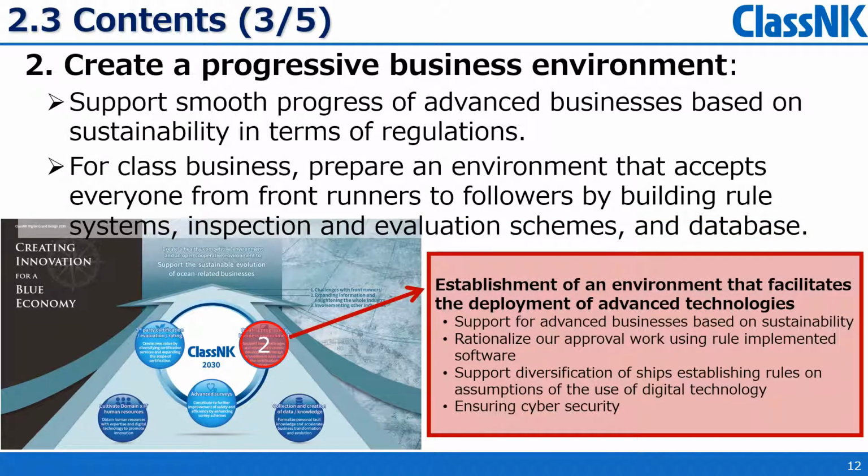Next one is, create a progressive business environment. This means we will create an environment including regulation, to help such businesses that focused on the sustainability run smoothly. Particularly in the class business, we will promote establishments of new rule systems and evaluation methods which are suitable for digital technologies. Besides, we will also promote the implementation of rules to software and the ensuring of cybersecurity. At this pillar, we will provide an environment to accommodate not only front-runners but also followers who want more conventional processes. And also we deploy and inform advanced technologies for followers.